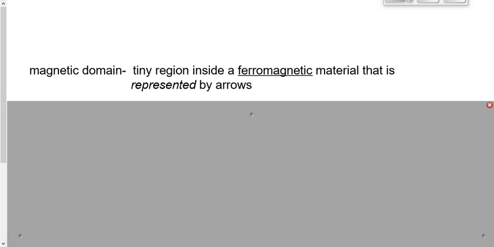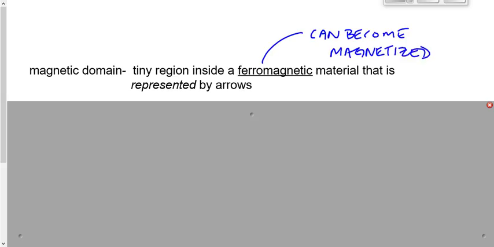So is steel. Steel is an alloy of iron. So is cobalt, an example of a ferromagnetic material. In general, we say a ferromagnetic material is a material that can become magnetized. Iron, steel, cobalt, every ferromagnetic material can become magnetized.